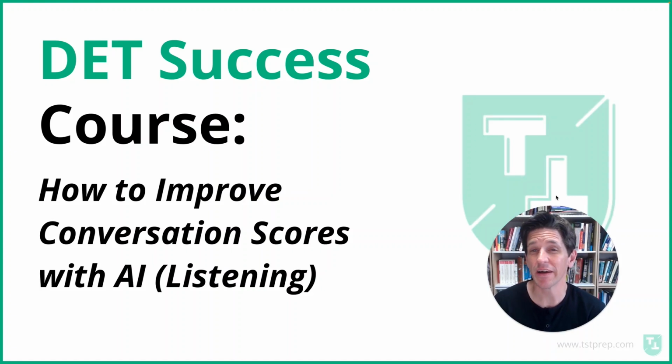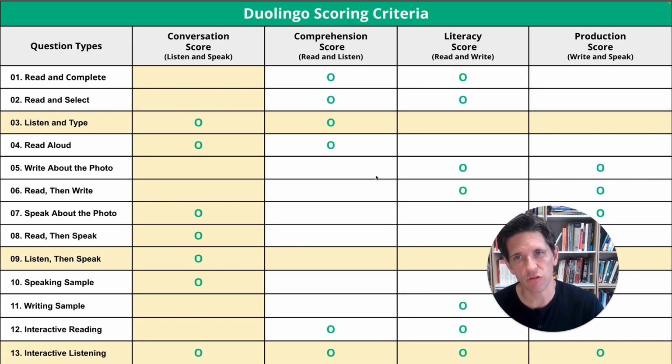Here we are talking about AI, and this time about how it can help your listening. So let's get right into it. This is about conversation scores. Your conversation score is a combination of listening and speaking, but we're going to talk about the AI part. We already talked about speaking. I'm going to focus on listening here.